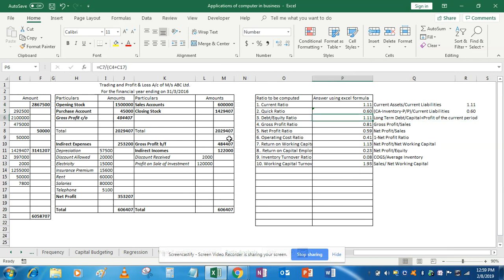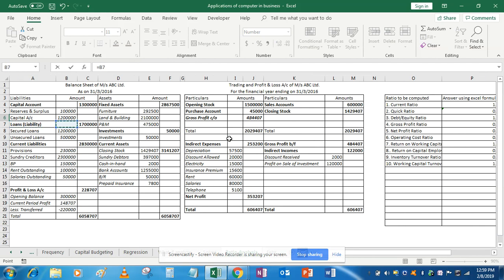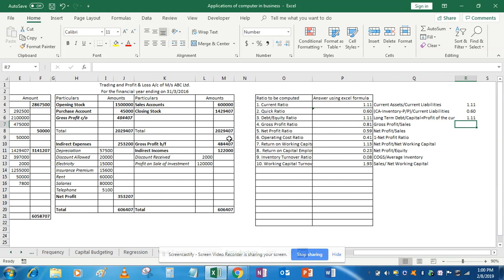The third ratio is debt by equity. Debt here means the long term debt, and equity is basically a summation of capital and profit. So you can simply use the formula equals to debt, which is this, loans and liability, total long term debt, divided by. Now you have to open the bracket because we are using a formula here, which is basically capital account plus profit. Bracket close, and you'll get the answer.